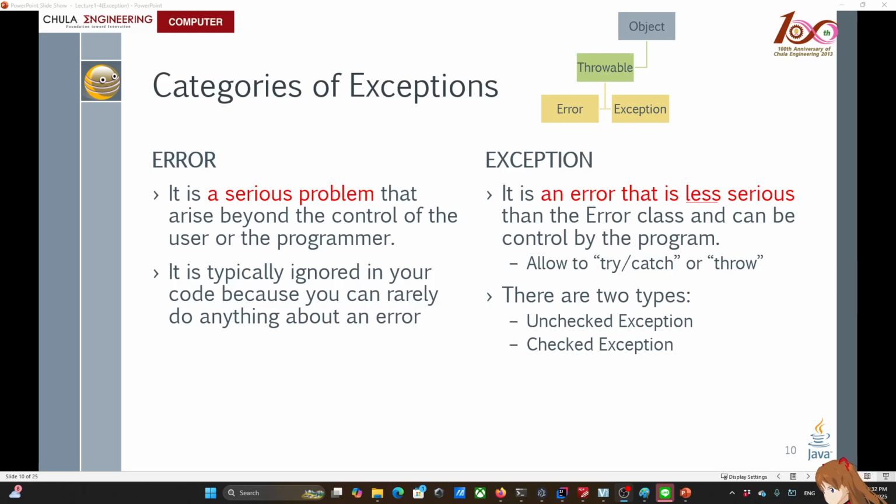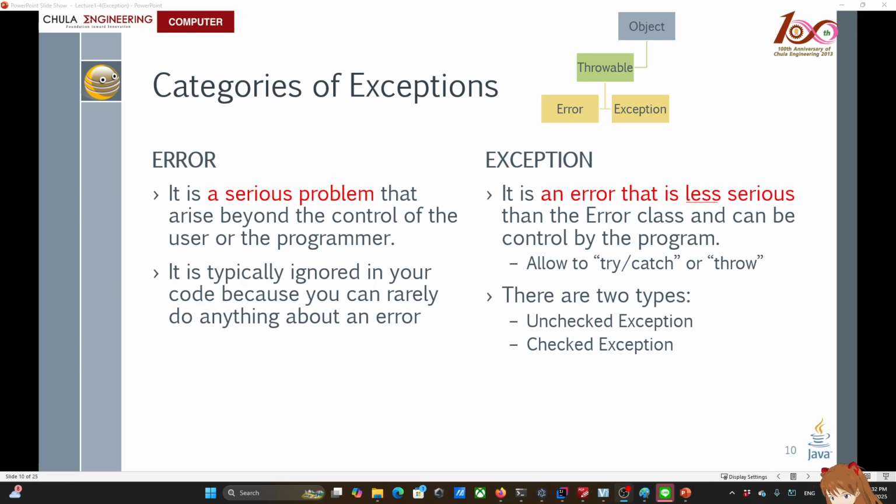Now, let's talk about different categories of exception. In fact, we can divide exception into two main categories. The first one is not exception. It's called error. Error is a very serious problem that arises beyond our control.